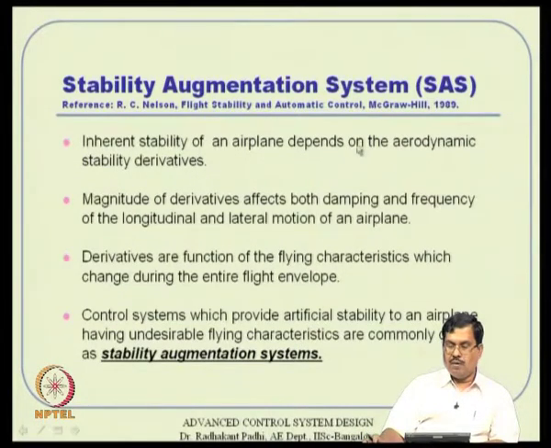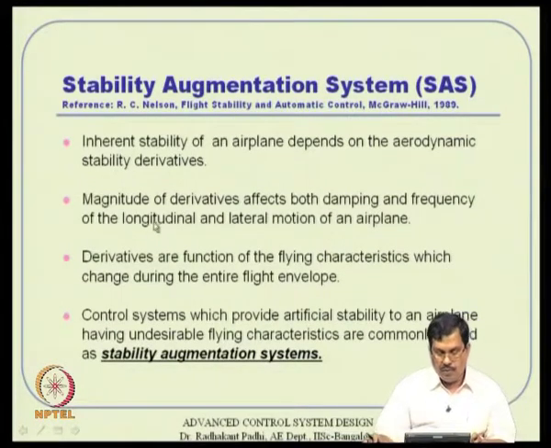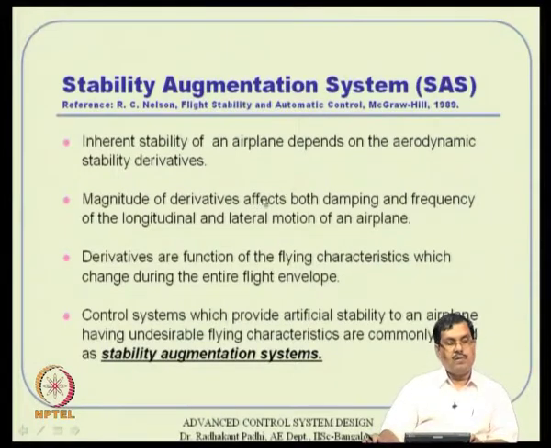Inherent stability of an airplane depends on aerodynamic stability derivatives, which you do not have too much control over anyway. The magnitude of the derivatives affects both damping and frequency of both longitudinal and lateral motion, those are all facts. Also remember the derivatives are functions of flying characteristics which change during the entire flight, they do not remain constant. They keep on changing, because aerodynamic coefficients are typically functions of Mach number, dynamic pressure, alpha and things like that.